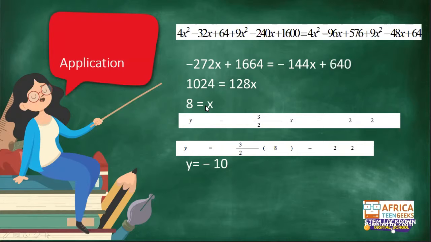Once you get the 8, you can come and substitute the 8 in here. And by so doing, you're going to get y equal to 3/2 of 8 minus 22, which is equal to negative 10. And you're going to see that now the coordinate of the point P that you are looking for are in here, 8 and negative 10.